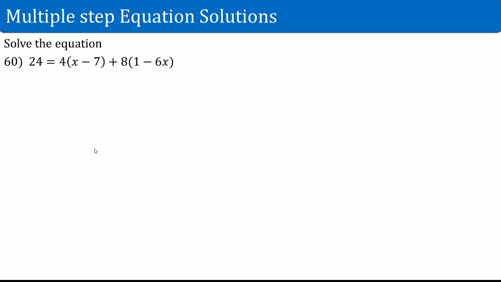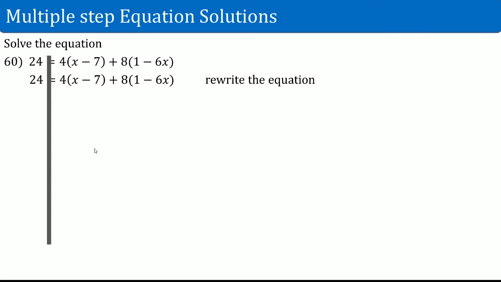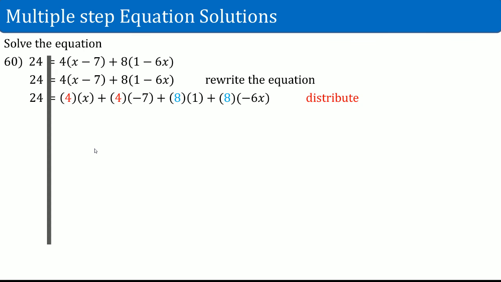60. 24 equals all of that. Rewrite the equation, draw the line straight down. Same process, there are multiple distributive properties that you have to do. So 4 times x and 4 times negative 7. Here it's 8 times 1 and 8 times negative 6x. 4 times x is 4x. 4 times negative 7 is negative 28. 8 times 1 is 8. And 8 times negative 6x is negative 48x.